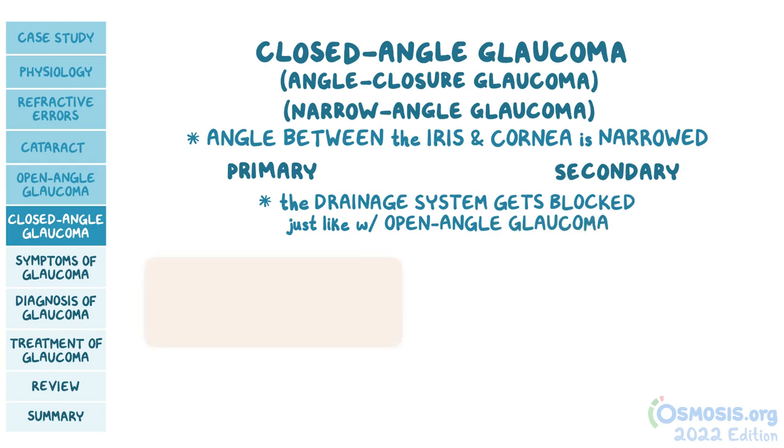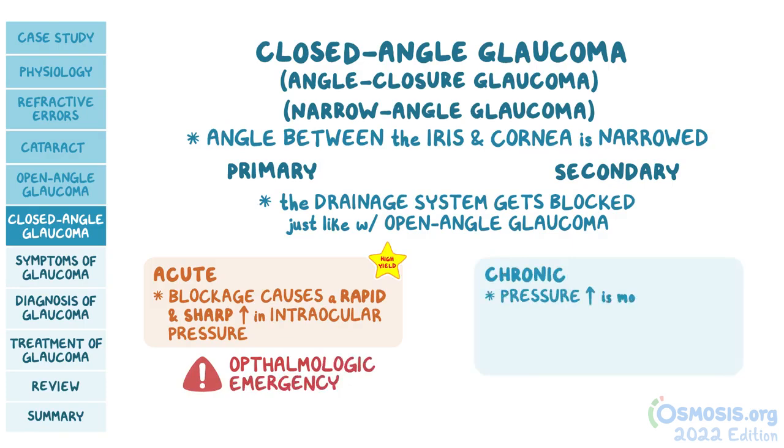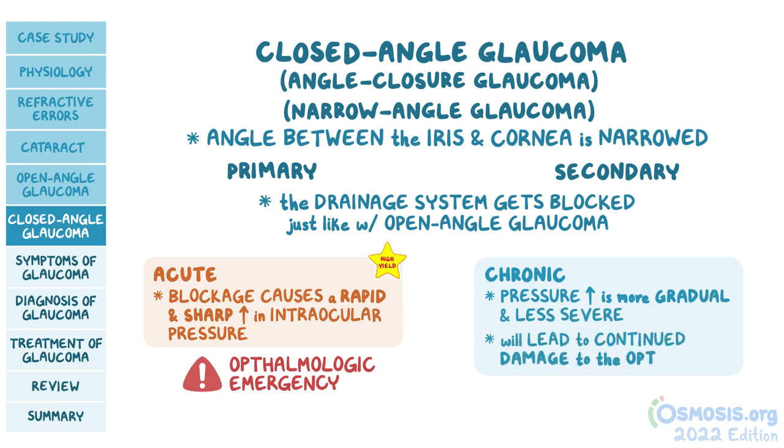Now, closed-angle glaucoma can be acute, in which case the blockage causes a rapid and sharp increase in intraocular pressure, and this is an ophthalmologic emergency. In chronic closed-angle glaucoma, the pressure increase is more gradual and less severe, but will also lead to continued damage to the optic nerve over time.